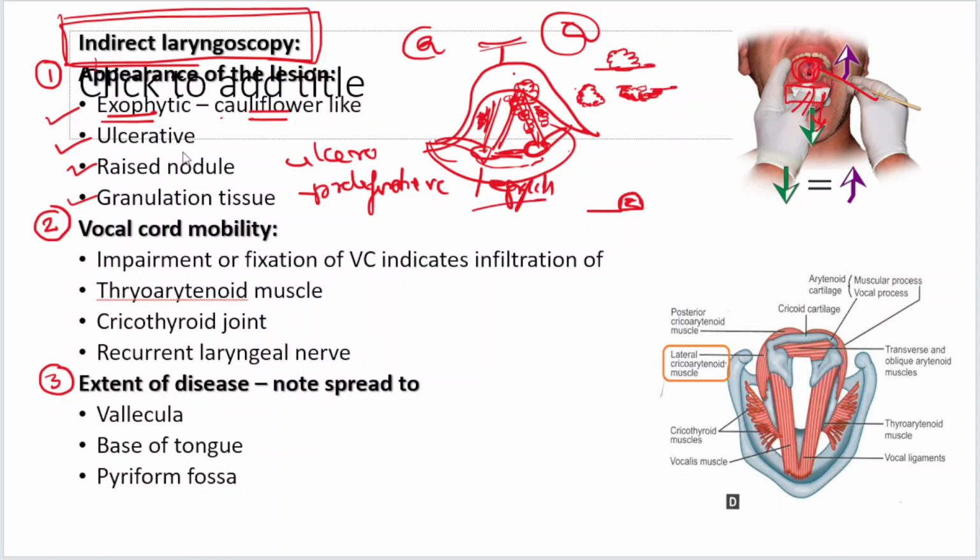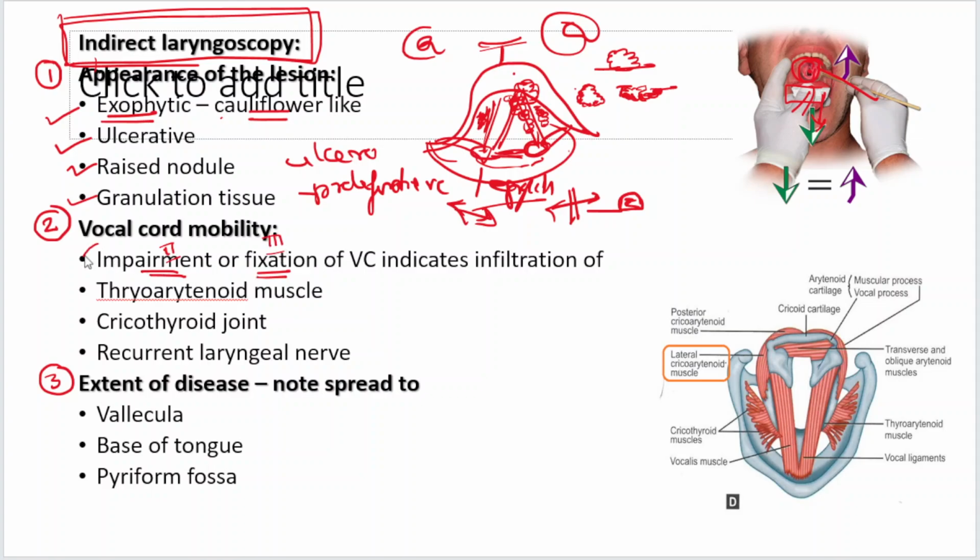So this is the first thing that you look at and notice. Second one is, what is the mobility of the vocal cord? That is denoted by this symbol. If the vocal cord mobility is gone, we just strike it. If it is impaired, we put 2 lines. If it is moving normally, we do not make any strike marks. So you look for whether the movement of the vocal cord is impaired or fixed. Impaired means stage 2, fixed means stage 3.